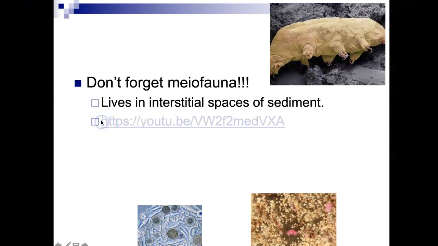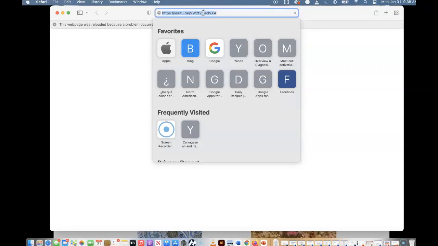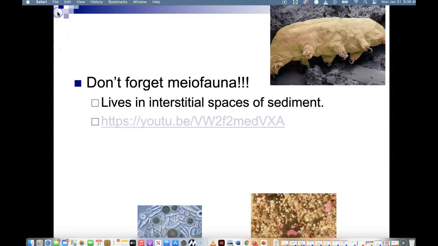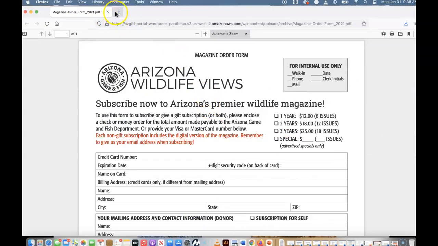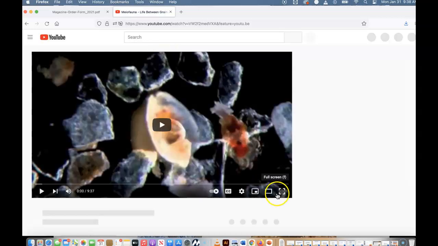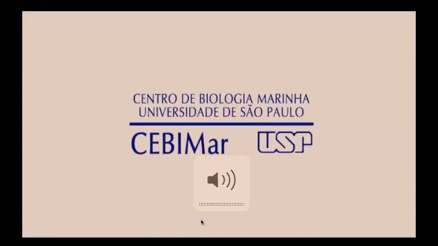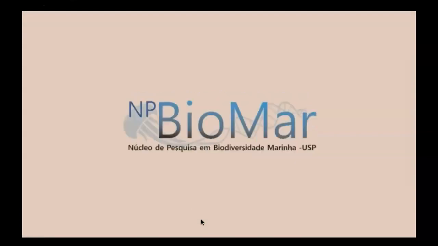I'm going to try this a different way because I'm not sure why these are not working. But this one's a really good one. For some reason it is not wanting to work in Safari. So I'm going to try a slightly different method here to get you through this. Because this one is a good one. So again, this is meiofauna, life in between the sediment in the interstitial spaces.